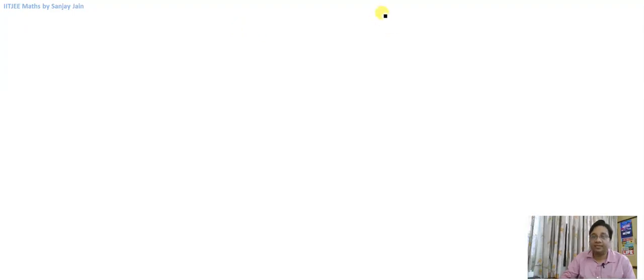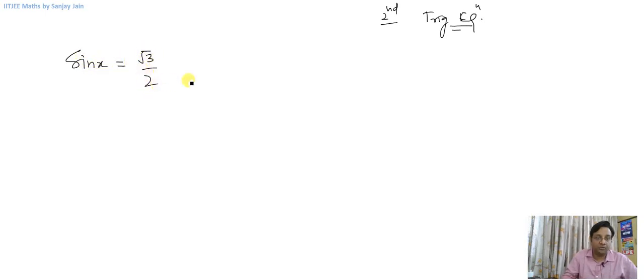Let us start the second lecture on trigonometric equations. And before using the formulae that we studied in the first lecture, let us study two general questions: sin x equal to root 3 by 2 and tan x equal to minus 1 by root 3.